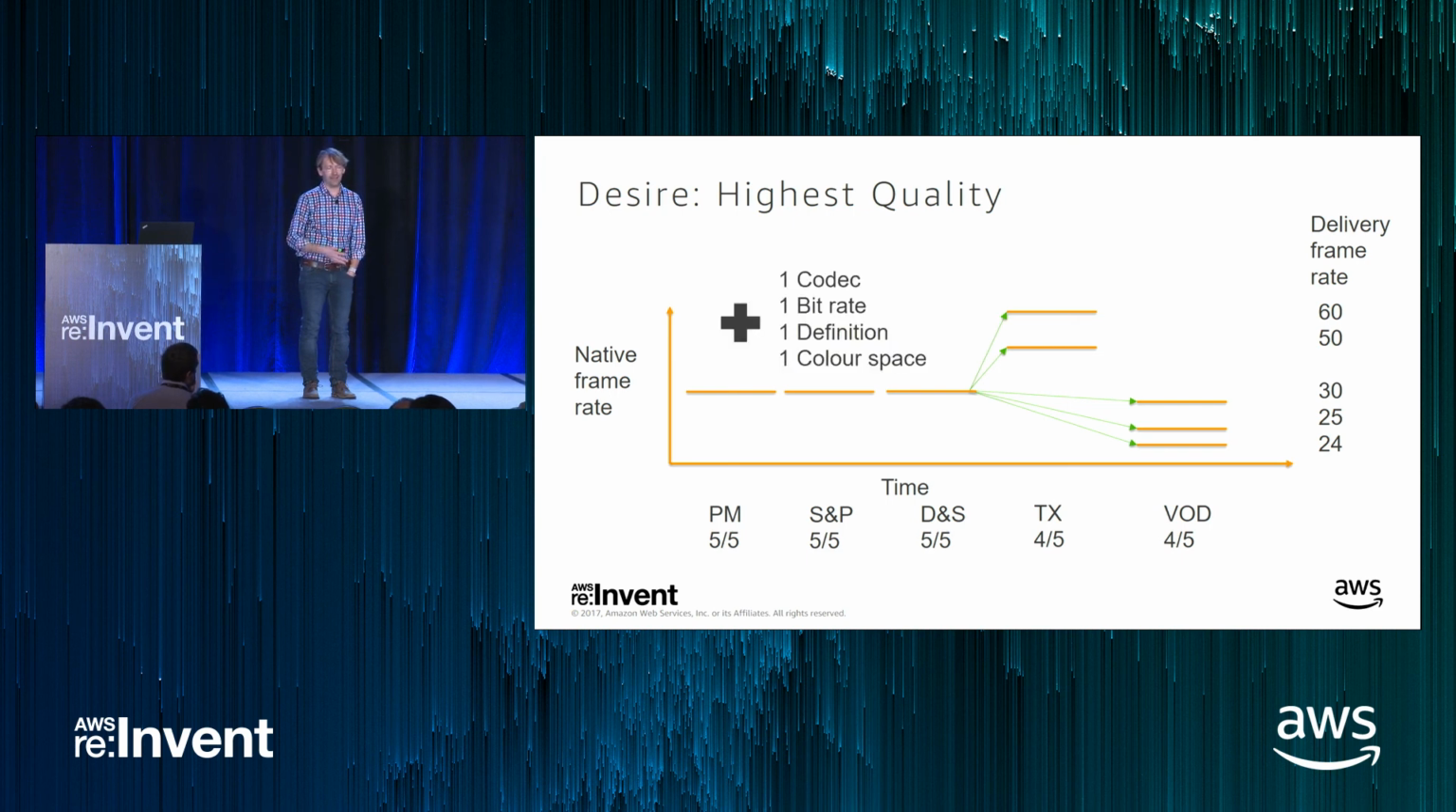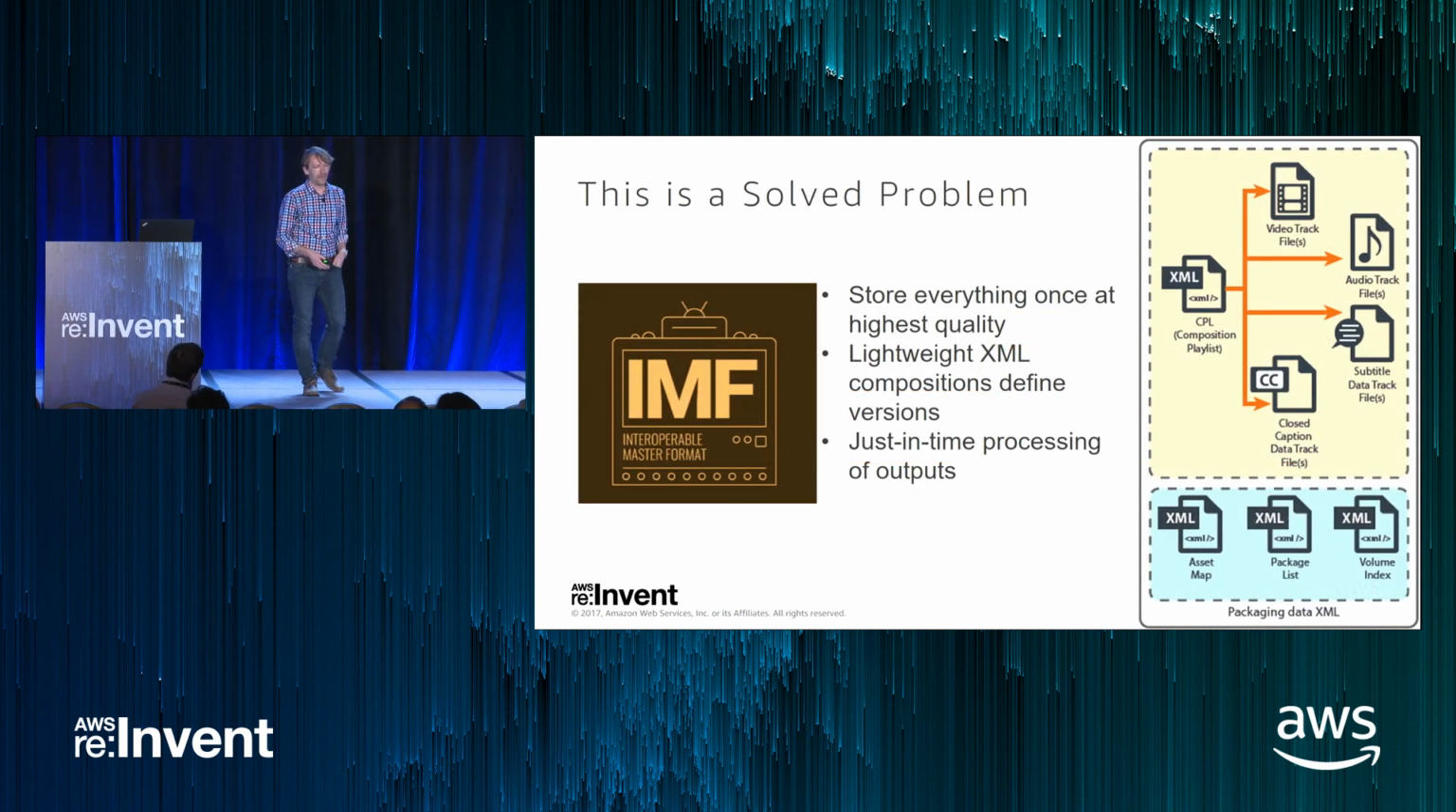And then if you add in all the complexity around codec, bitrate, definition, color space, there's a lot fewer transformations, and all the transformations do happen at the very end of the workflow, not all throughout. So this is really a solved problem in a lot of ways.